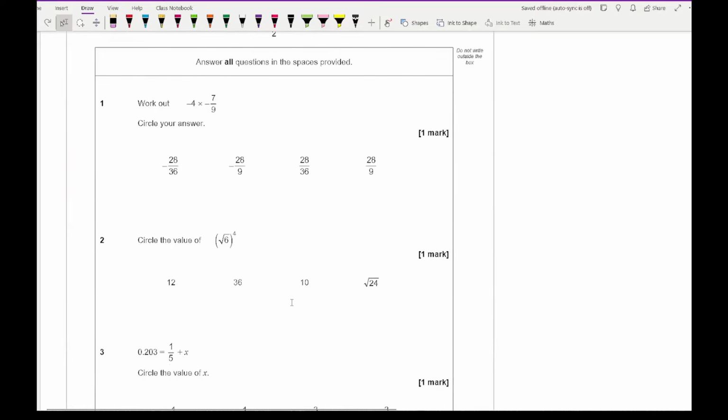So looking at question 1, it says work out -7 times -4/9. So what you want to do here is you want to convert the whole number so it's written as a fraction. So we write it over 1, and then we just simply multiply the two numerators together. So -7 times -4 is +28, and 1 times 9 is 9. So it's our last option.